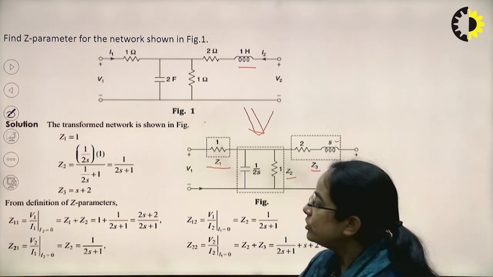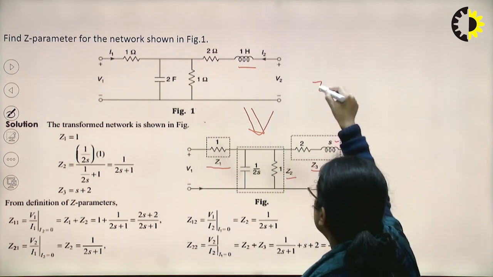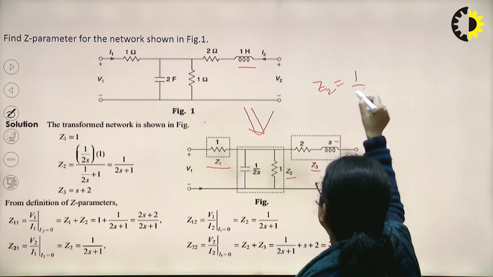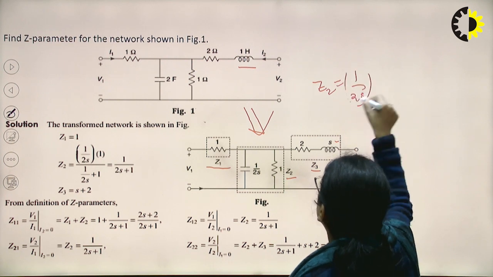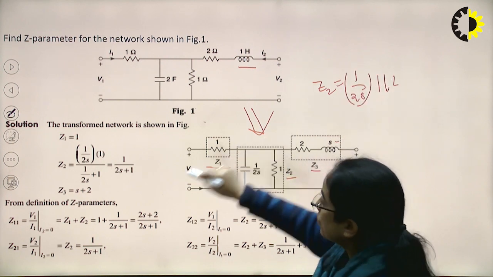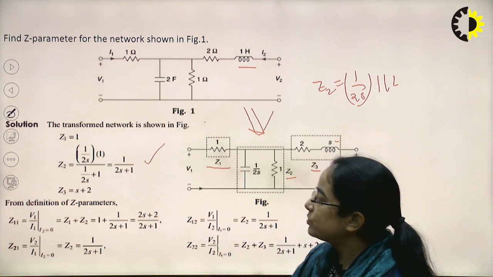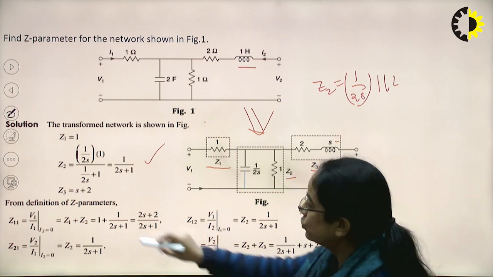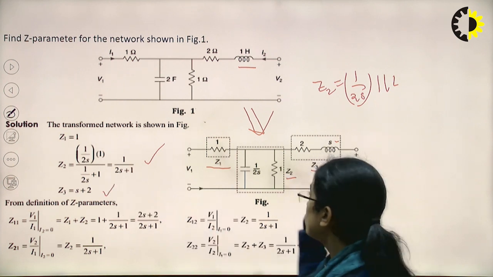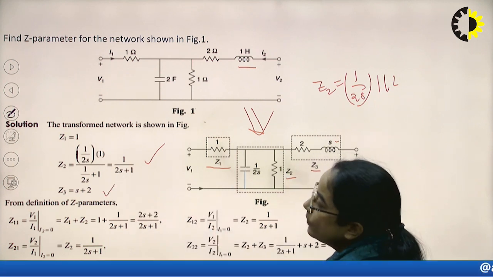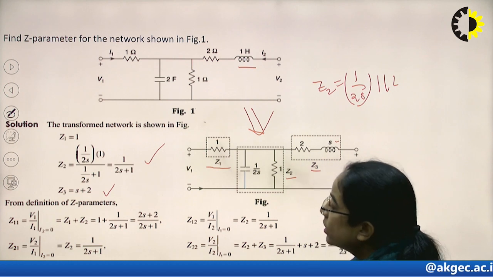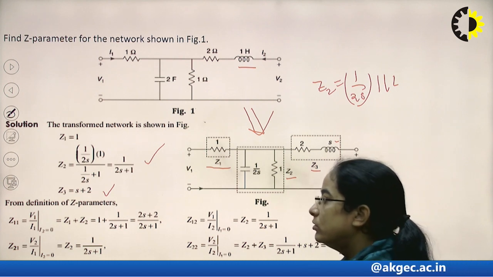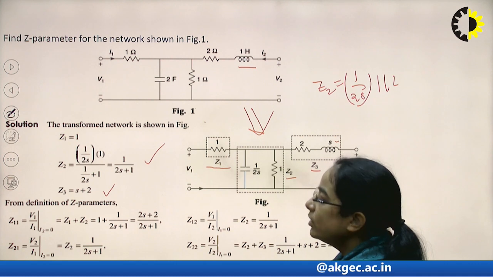Okay, what is Z2? Z2 is 1 by 2S parallel 1. So the equivalent of this is 1 by 2S plus 1, and Z3 is S plus 2, because these two are in series. Okay, so now according to the definition, Z11 is V1 by I1.